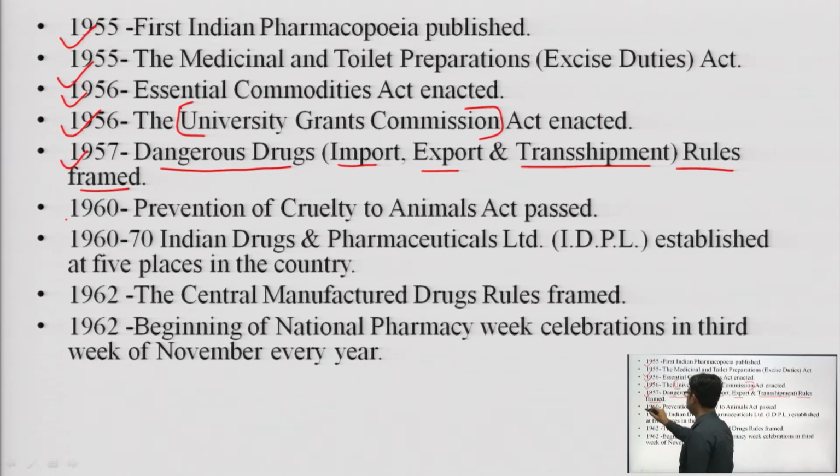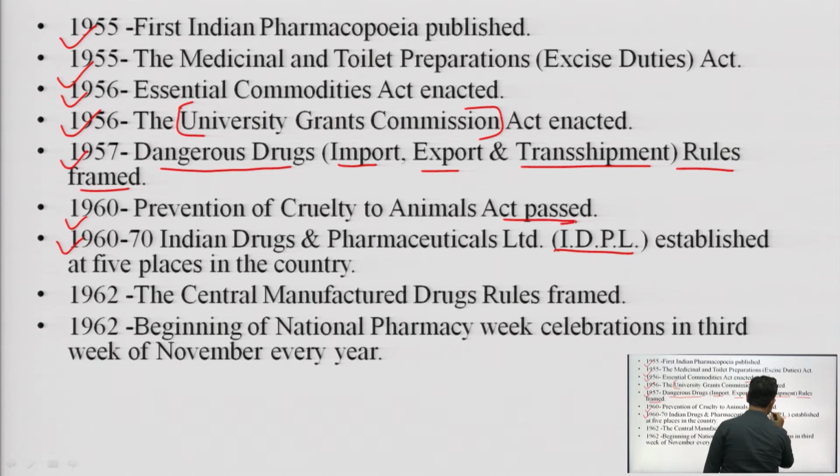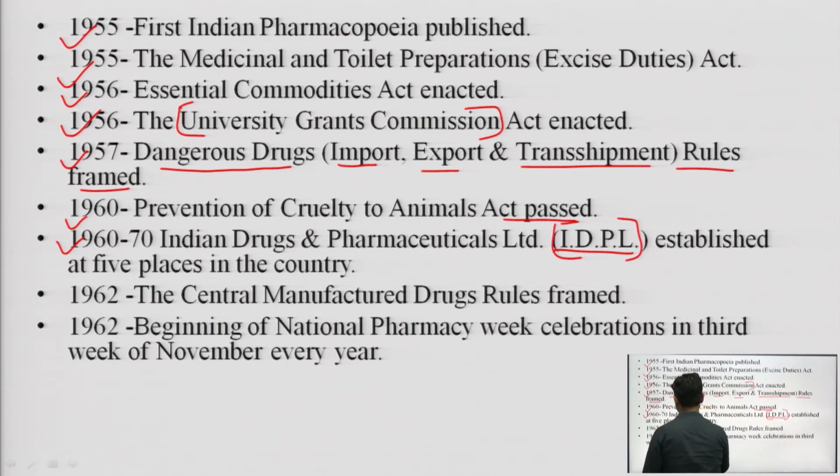In 1960, the Prevention of Cruelty to Animals Act was passed. Between 1960 and 1970, Indian Drugs and Pharmaceutical Limited (IDPL) was established at 5 places in the country. In 1962, the Central Manufactured Drugs Rules were framed.